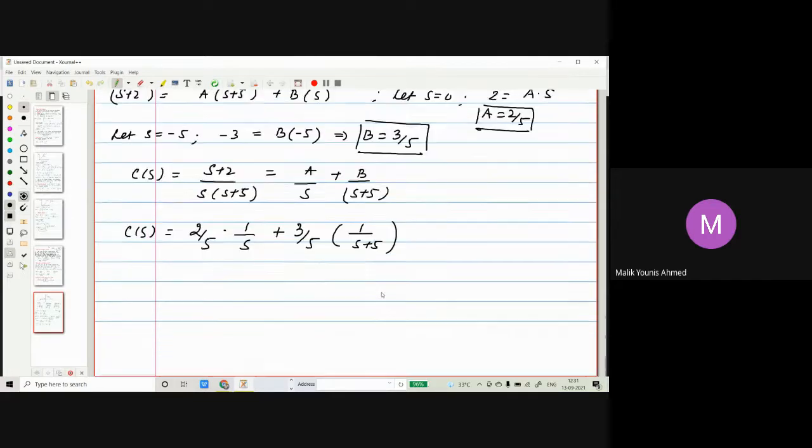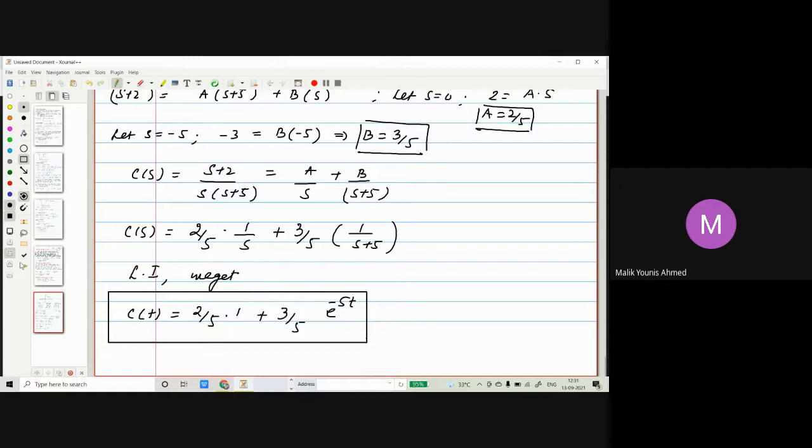So now taking the Laplace inverse. We know how to take the inverse; we have seen it in the case of network. So C of t in the time domain, we will get 1 by s is step, that is 1, plus 3 by 5 e raised power minus 5t. This result is important for us for mathematical interpretation and physical significance.